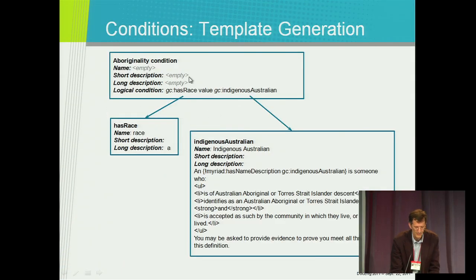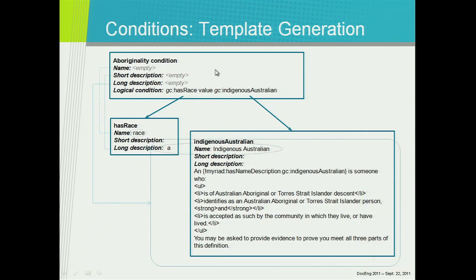Here's that Aboriginality condition again, just on the slide. You'll remember that it didn't have a name, a short or a long description. That's because the author is leaving it to the system. But it does have the logical condition. Now, we construct the expression of these forms using the following approach, and these are all implemented in the declarative plan operators. These can be changed, but this is what we have now.